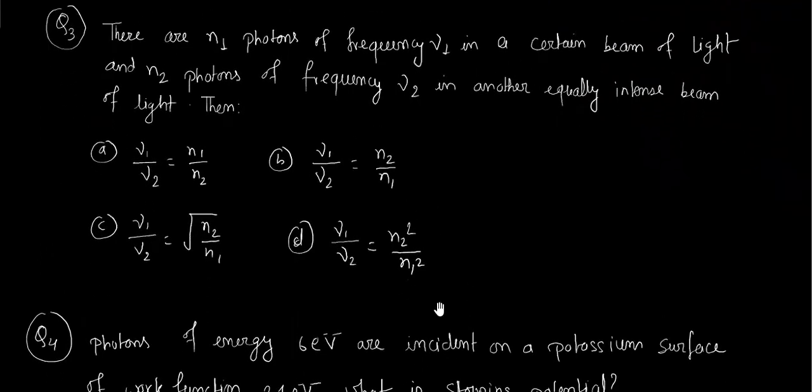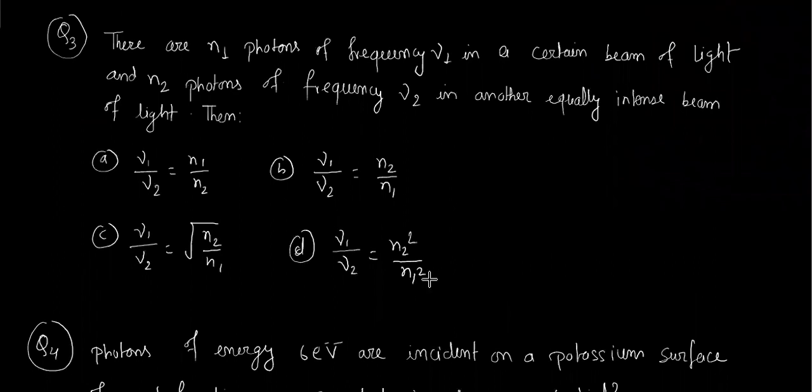Well, now question number 3. In this question, it is said that there are n1 photons of frequency nu1 in a certain beam of light and n2 photons of frequency nu2 in another equally intense beam of light. Then which relation is correct?